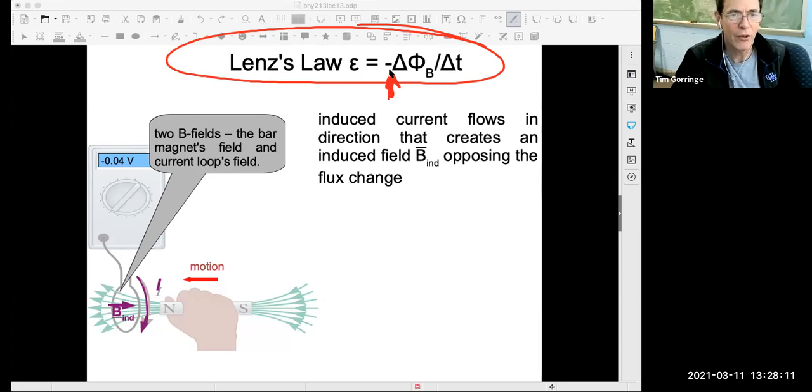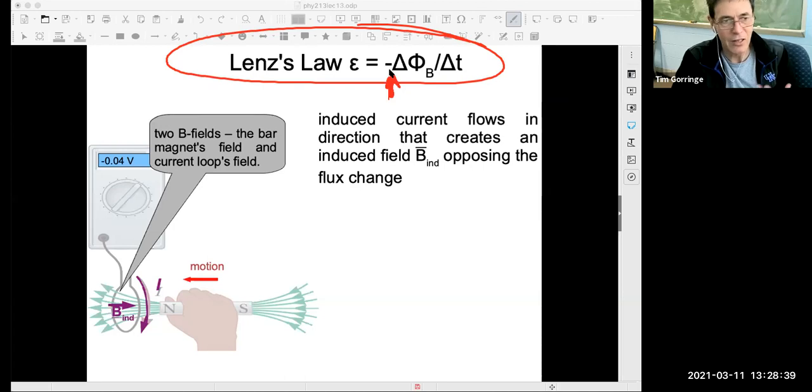I don't know how this happens. I don't really know a lot about Lenz. I was going to try and Google him, but I don't know a lot about Lenz, to be honest with you. I don't know if he was a buddy of Faraday. Faraday came up with his law that the EMF is the negative time rate of change of the magnetic flux, and Lenz said, well, Faraday, that's a great law. Can you let me have the minus sign?